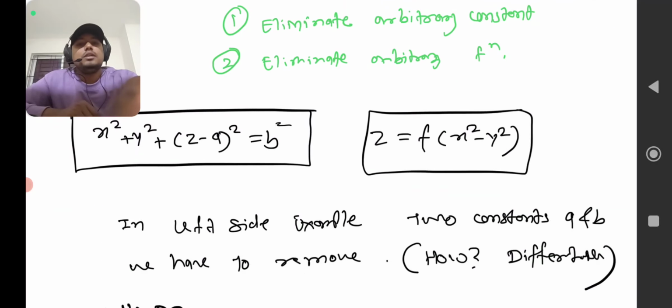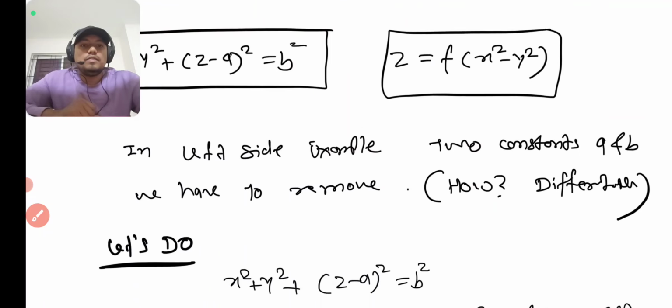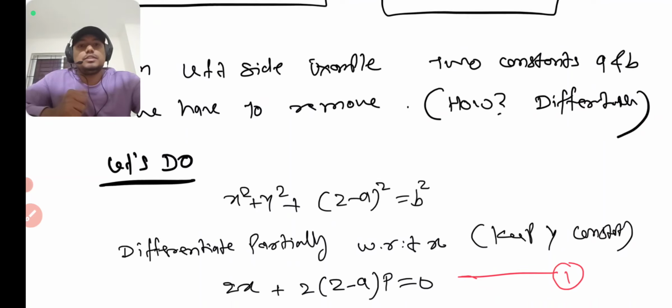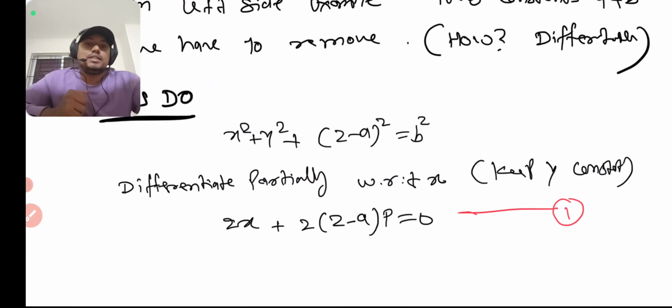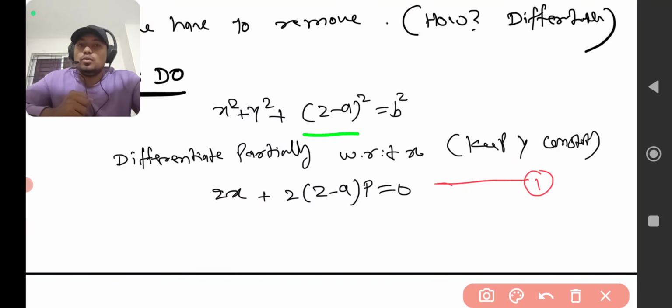In one example you can see this example is containing a here and b here, they are arbitrary constants, and the second example is containing f, that is an arbitrary function. So these 2 examples we will solve and we'll see. So in the left side example we have to remove a and b because they are 2 constants, but how? Answer is differentiation. So let's do it. I have copied the same equation again, x square plus y square plus (z minus a) whole square is equal to b square.